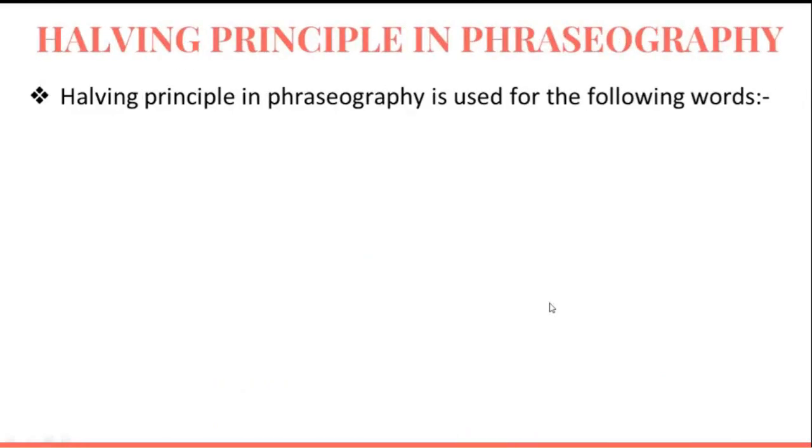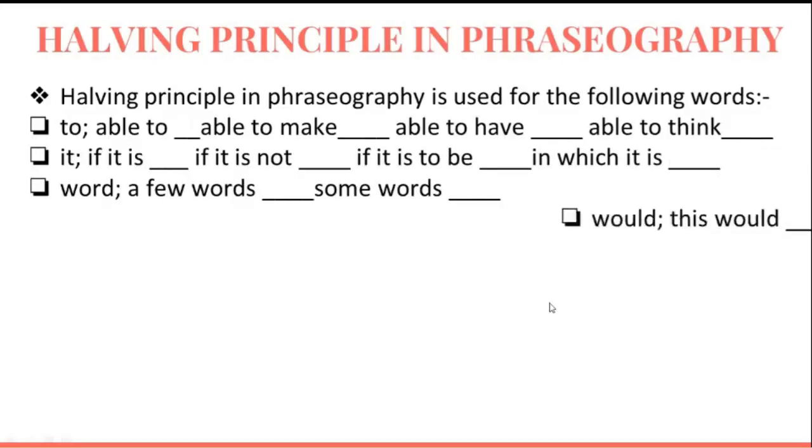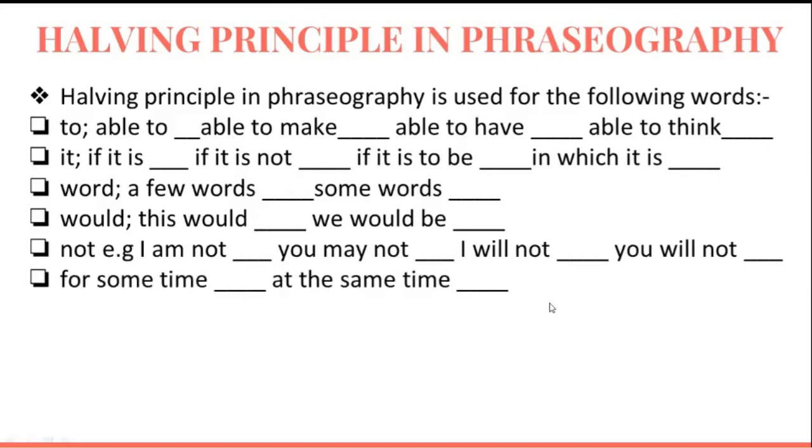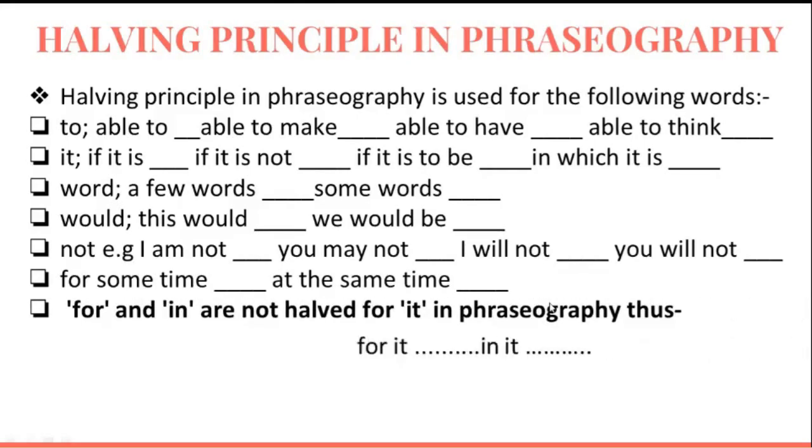Next is halving principle in phonography. It is understood halving principle is never written through the line. For example, in case of 2, able is half for the addition of 2. Able to, then able to make.